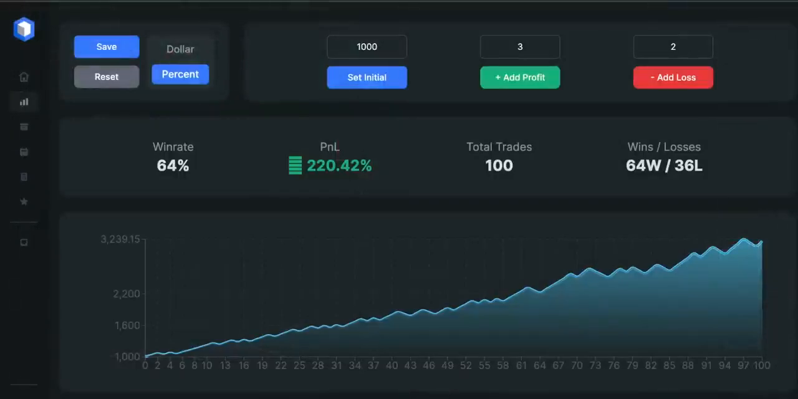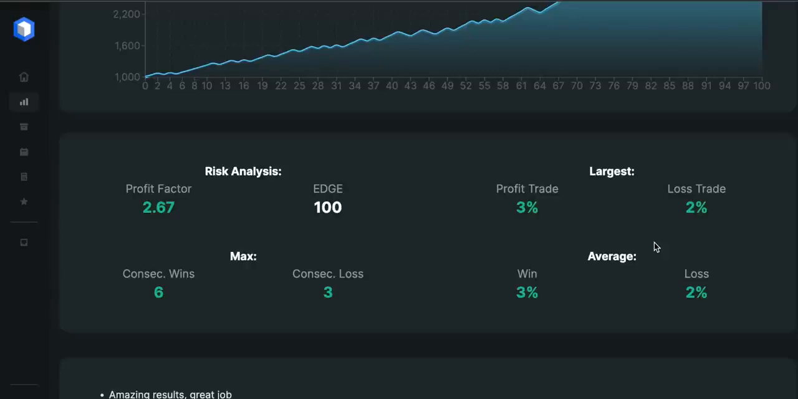Alright, so the win rate for the strategy has increased to 64%, and we gained 220.42% of profit on our account, which definitely tells us that the strategy is working really well. The profit factor is 2.67, and we had 6 consecutive wins against 3 consecutive losses. So yeah, pretty amazing results with only 2 indicators.